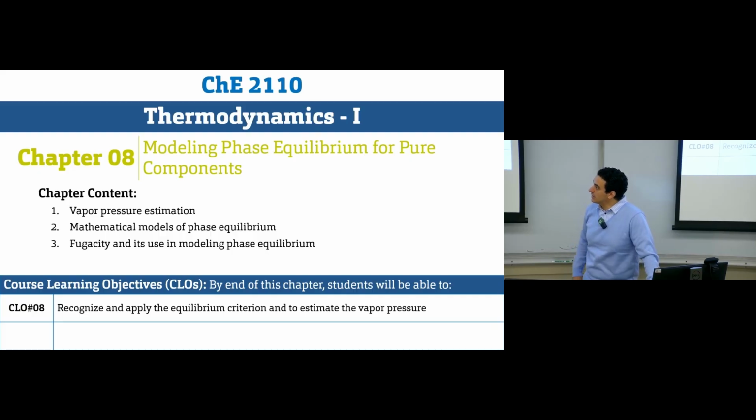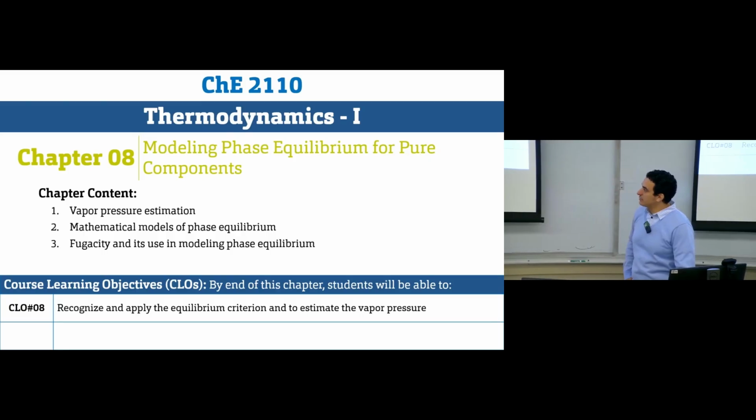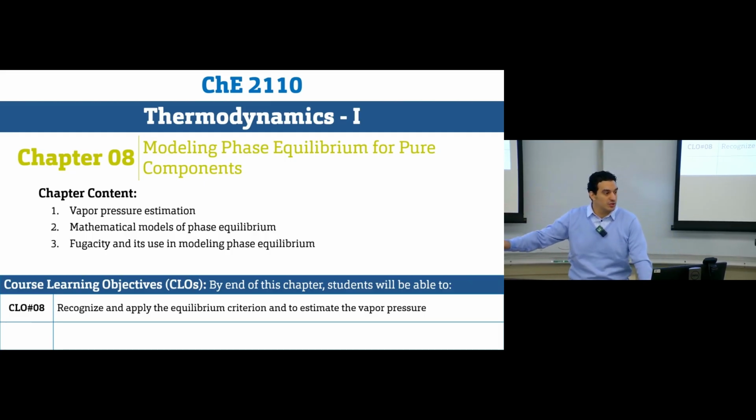And the last point is we will talk about the fugacity and how we can use fugacity in modeling phase equilibrium. So by the end of this chapter, we should be able to recognize and apply the phase equilibrium criterion, and how we can use either the equations that we already know, like the Antoine equation, for example, to calculate vapor pressure, or how we can use thermodynamic models in order to calculate vapor pressure.